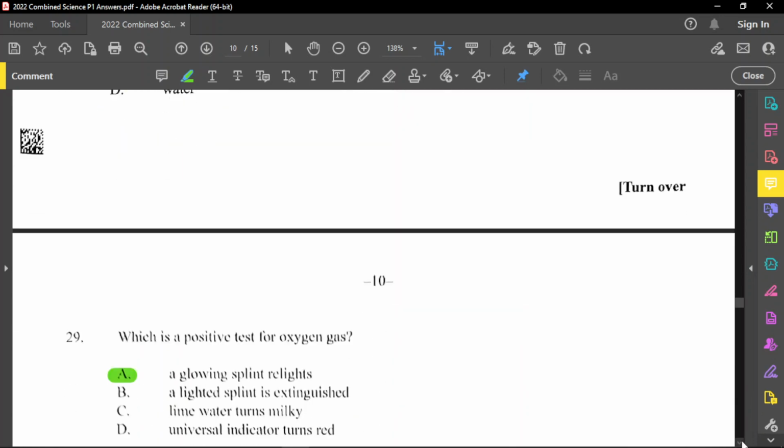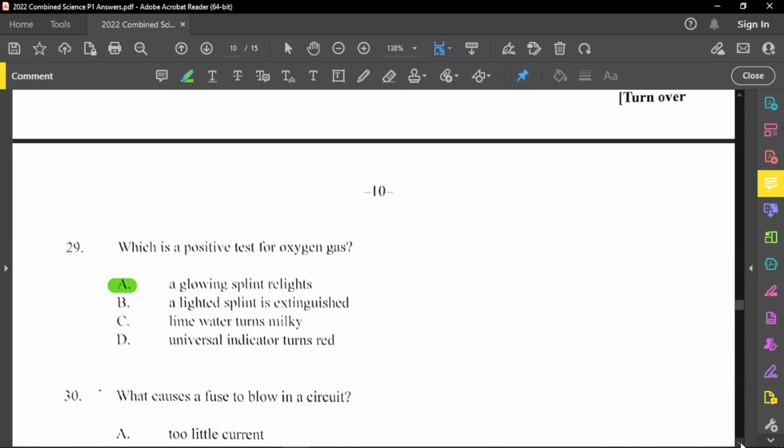Question number 29. It said, which is a positive test for oxygen? Oxygen can relight a glowing splint, because remember that oxygen is needed for combustion, for things to burn. So right off the bat, you know that A is correct.